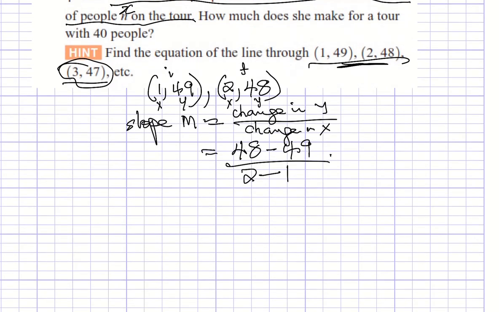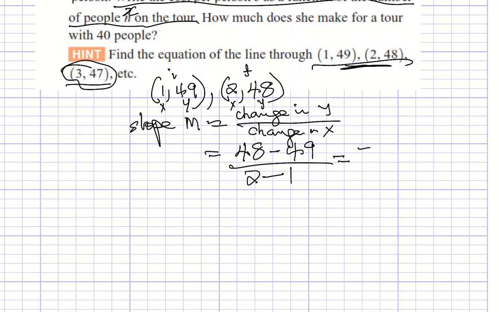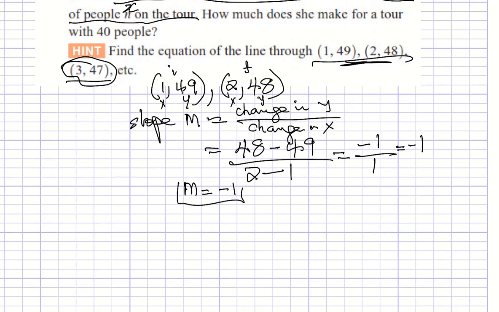So we do that, what do we get? We simplify that, we get minus 1 over 1, which is minus 1. That's the slope. So the slope is minus 1. When we draw the graph, it will slope down like that. That's all that is saying, so don't worry about that. We'll take care of it.